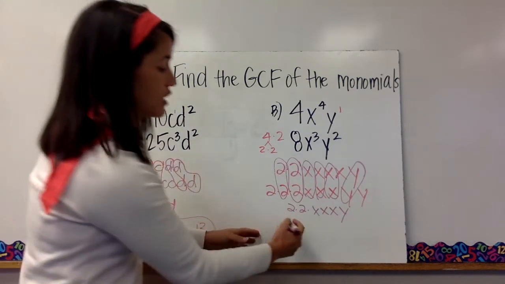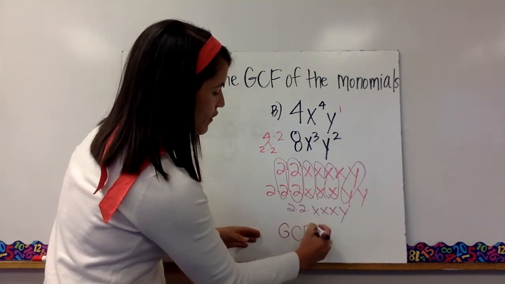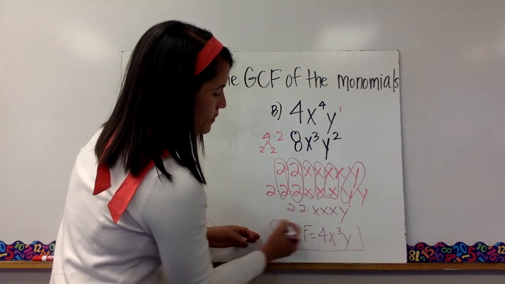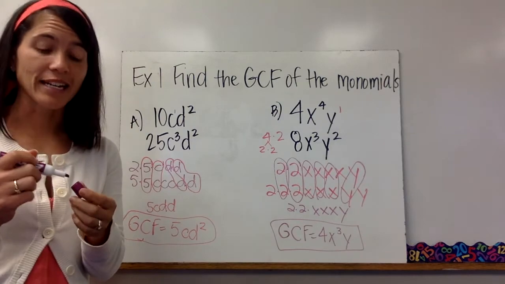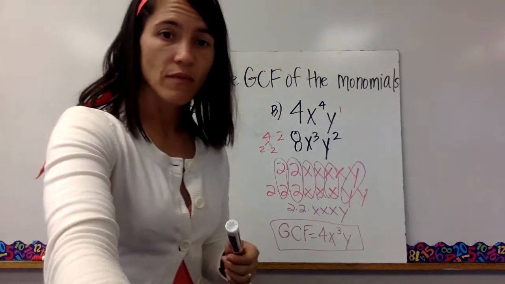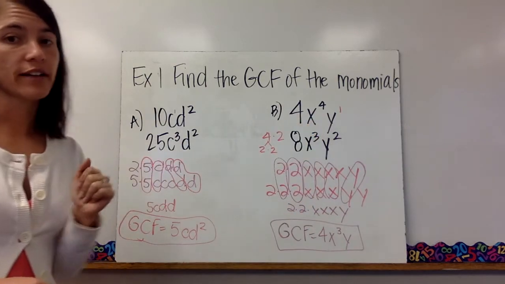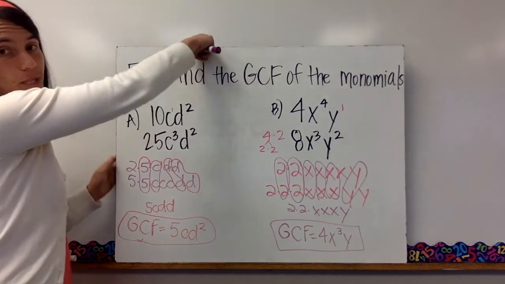So I'm going to write all that together. The greatest common factor is 4x to the third times y. That is, the greatest common factor of these two monomials is 4x cubed times y.